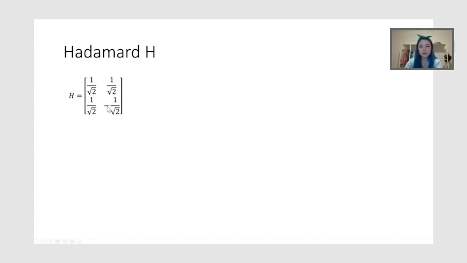So I would like to have you try to do this matrix multiplication onto either the 0 state or the 1 state. Just try it out to see what you get. And do people still remember how to multiply matrices? You can comment here in messaging.